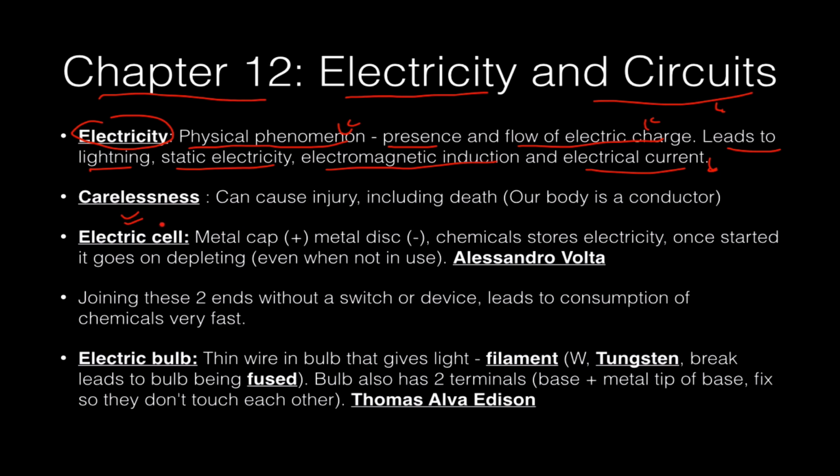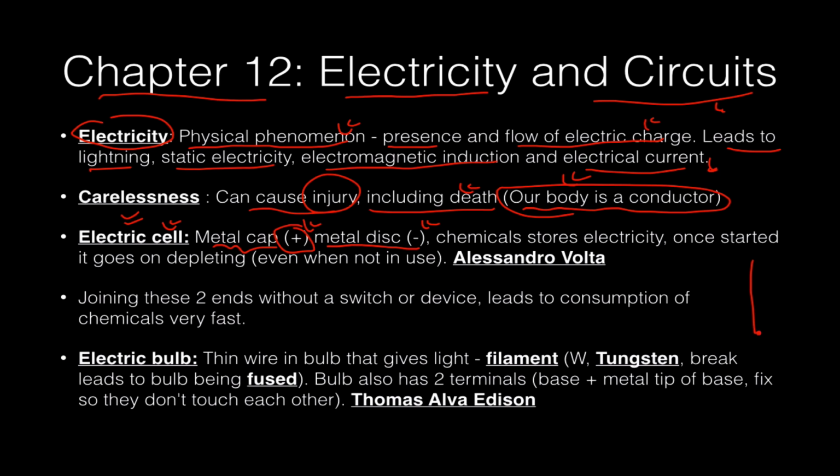Now carelessness should be avoided because it can cause injury including death around electricity. So our body is a conductor, you should always remember this, and our body is a decently good conductor. Now electric cell, what do you mean by cell? A cell is basically storage of energy in the form of chemicals. It has a metal cap which is the positive terminal, and it has a metal disc which is the negative terminal.